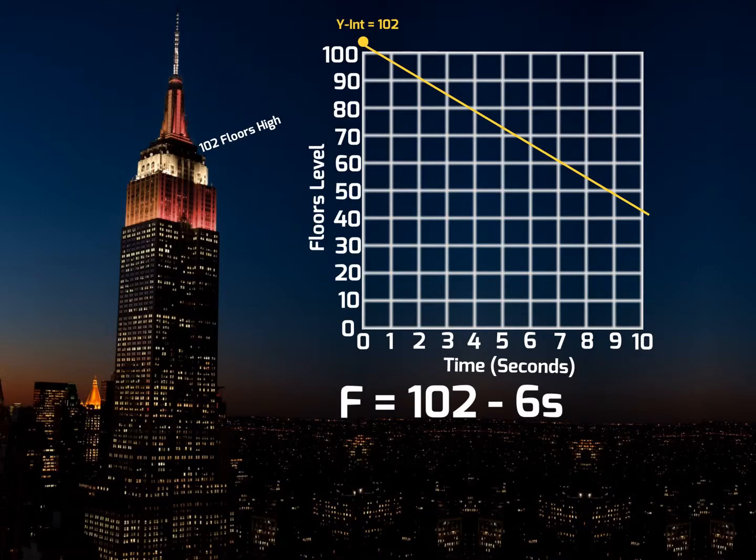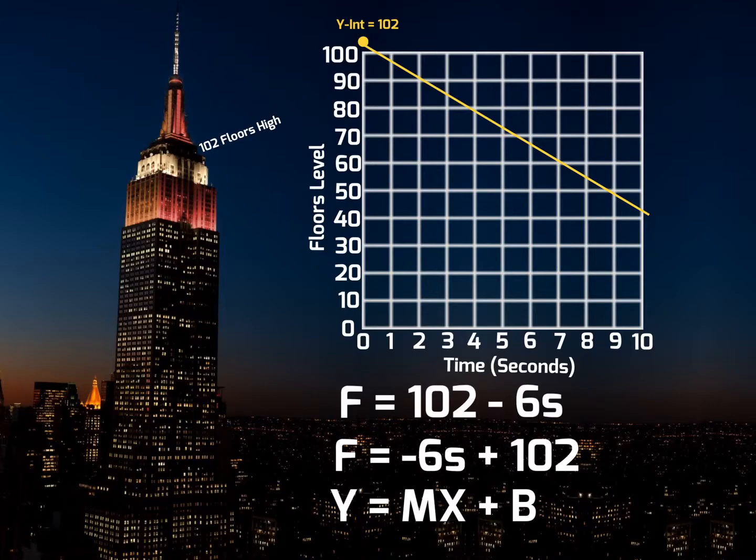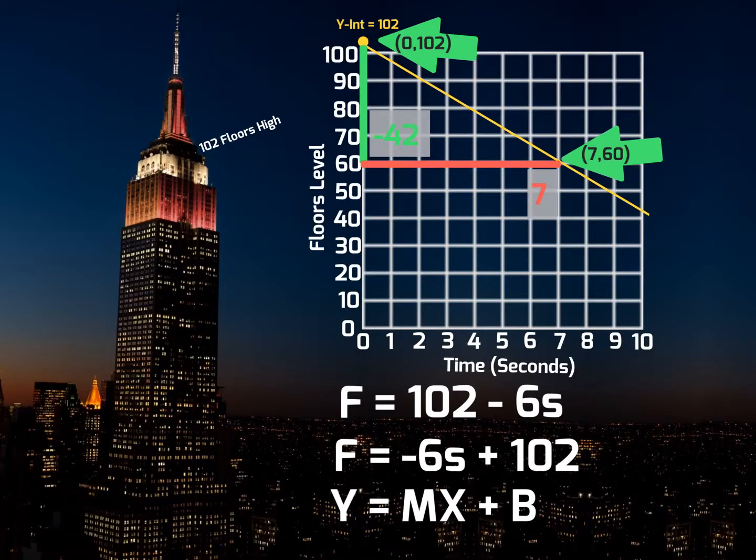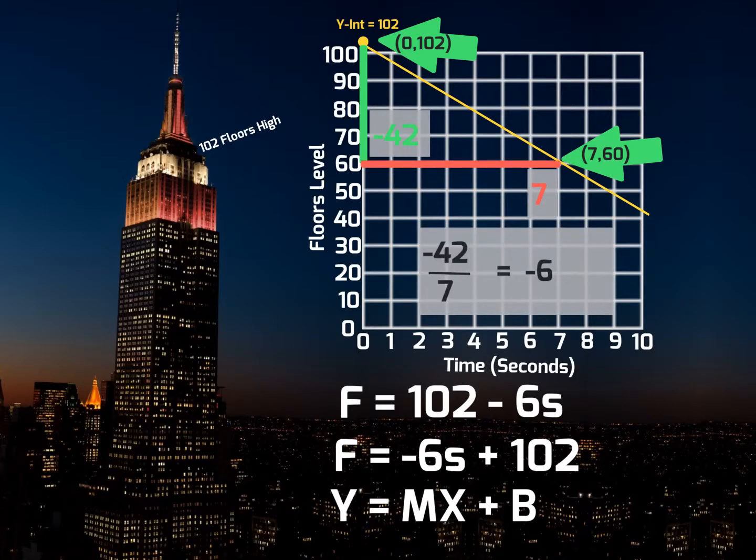The equation can be written this way as F equals -6s plus 102, which would produce the same line, but this way would match the y equals mx+b form. But either way is fine. Let's take a look at that rise over run method one more time to show the slope for this example. If we choose the starting point and 7 seconds, that makes for a rise of -42 because we're going down, and a run of 7, which divides out to make that slope of -6.